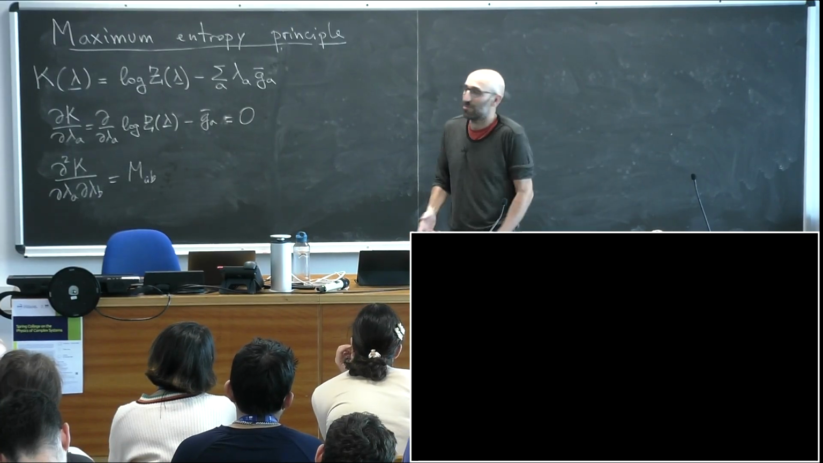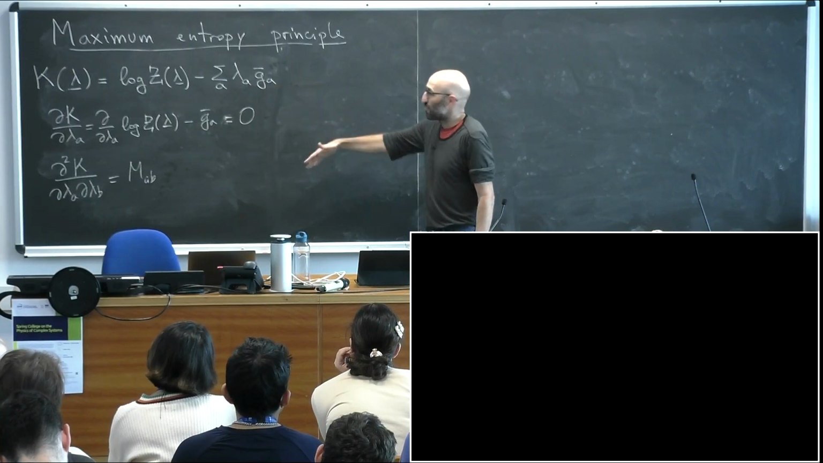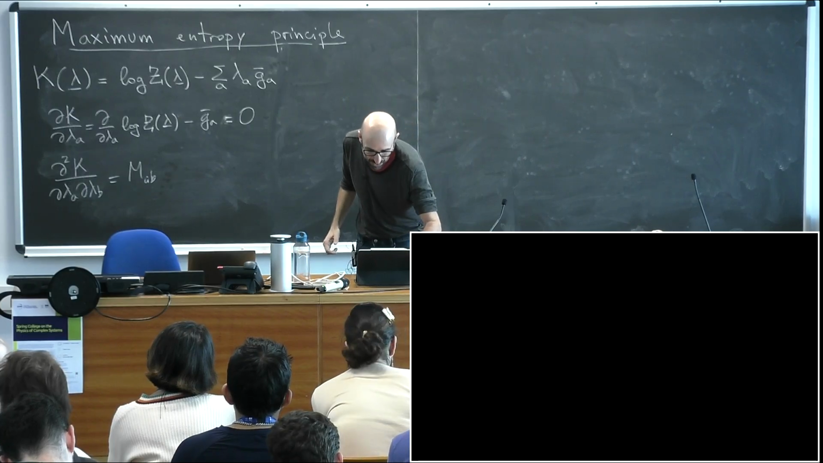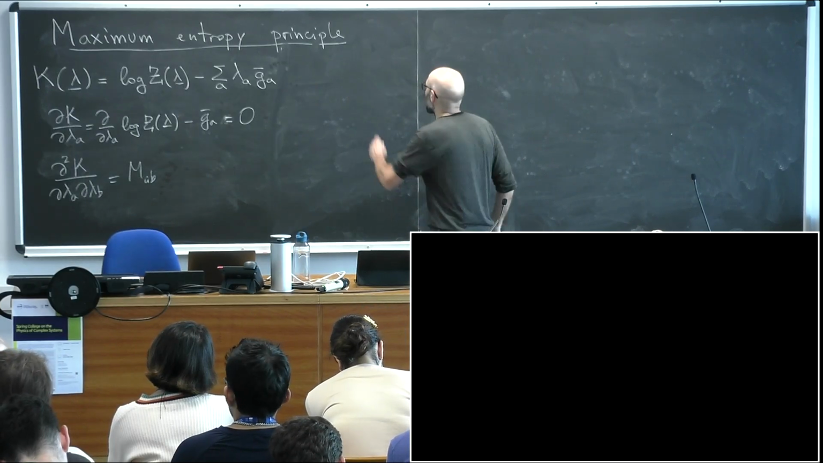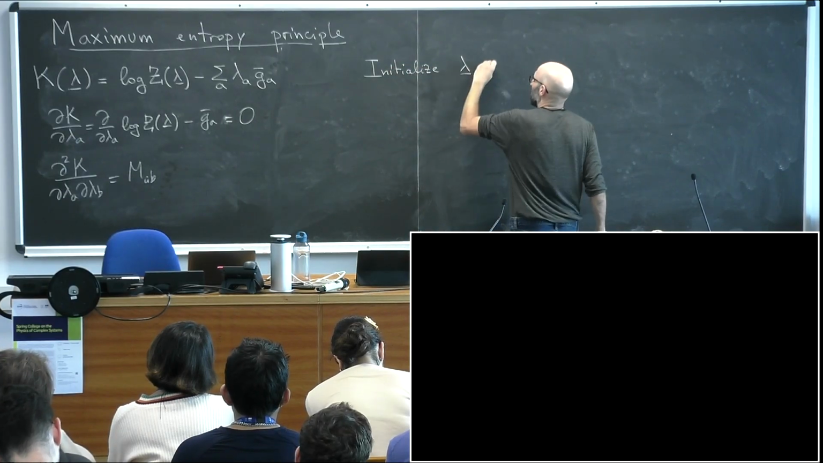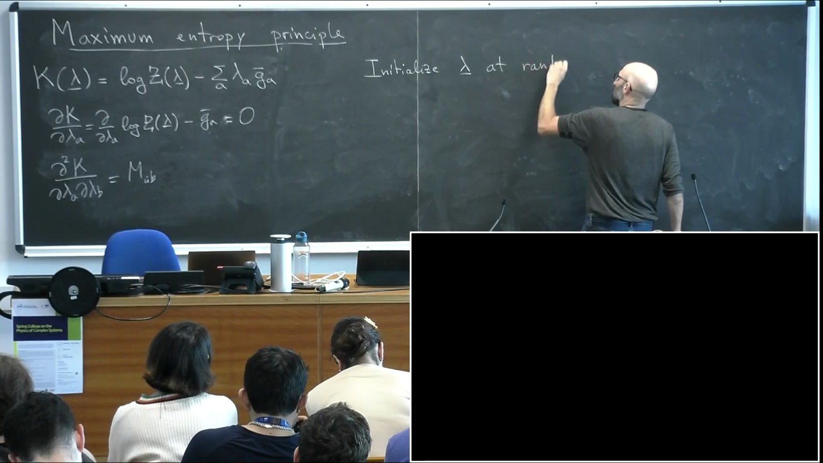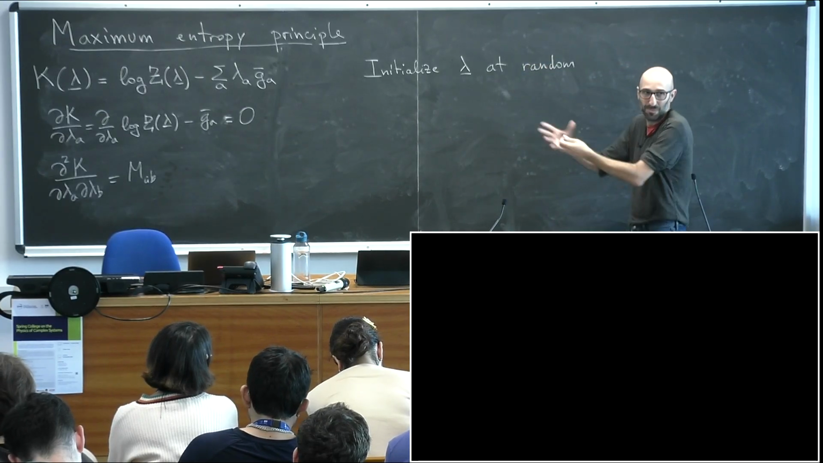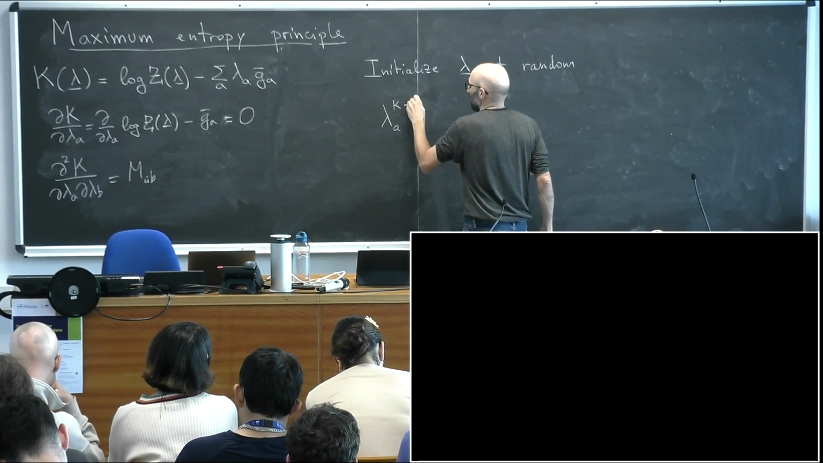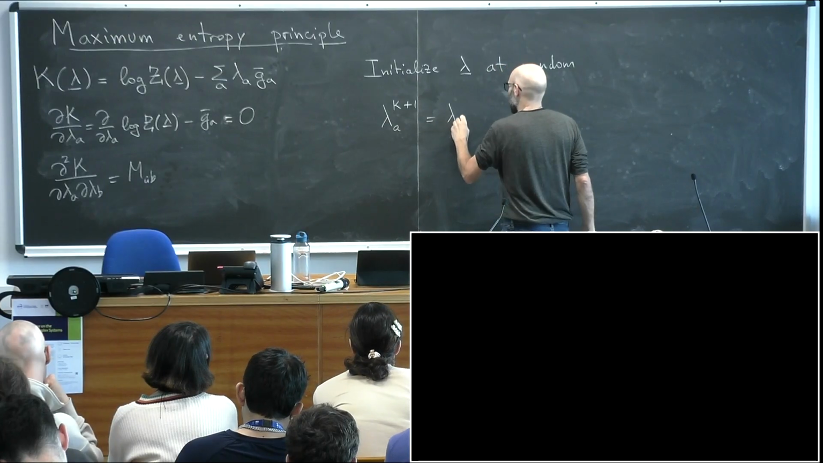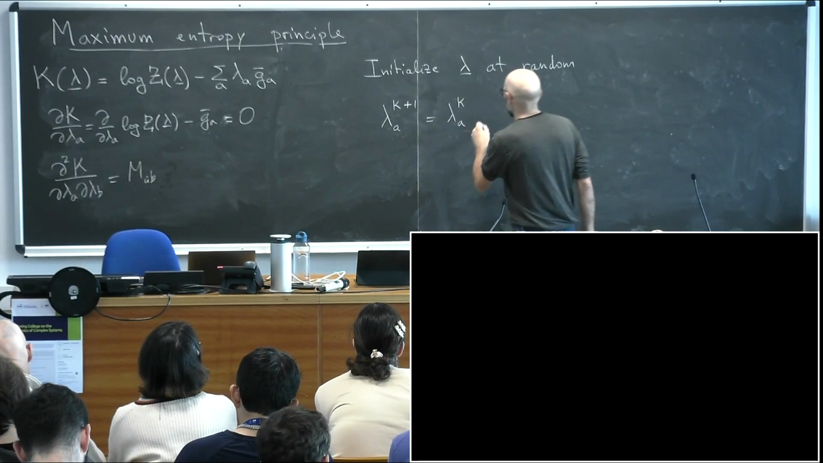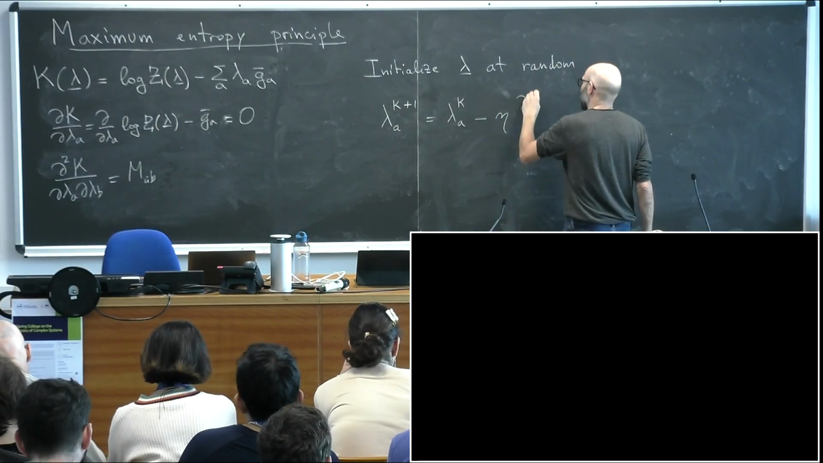So how do you do that? Well, you have to minimize this function. It's convex, so you can do gradient descent. If you do gradient descent, what you will do is initialize the lambda at random, for example, or as you wish, basically, because the minimum is unique. And then you can say that lambda a at step k plus 1 is equal to lambda a at step k minus eta times the gradient.